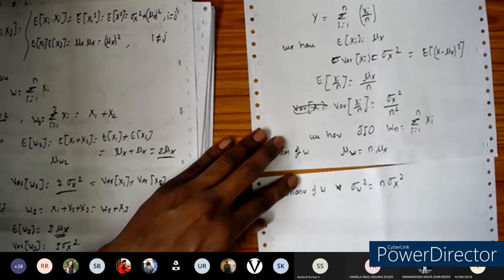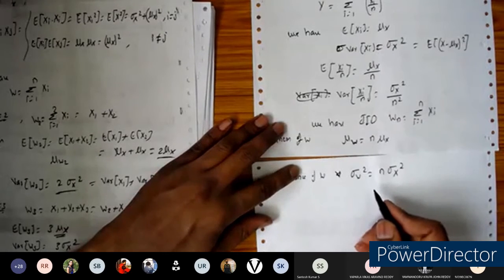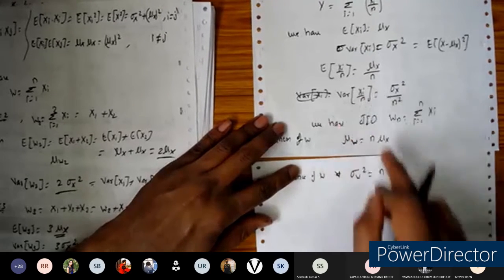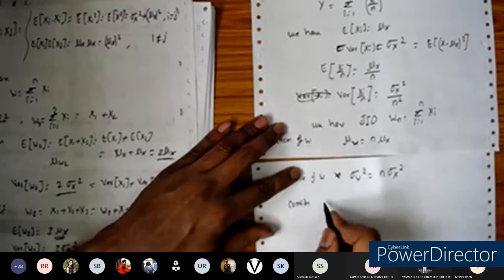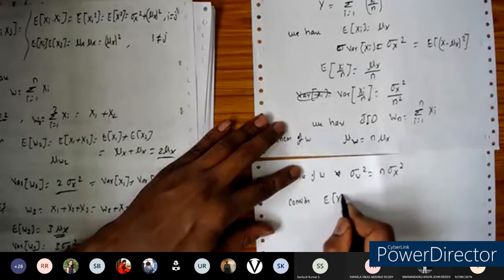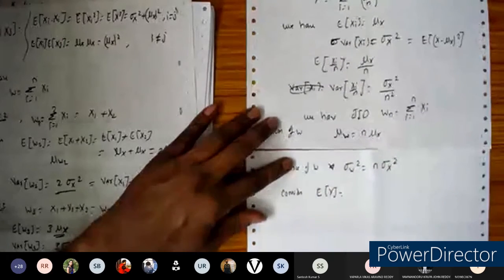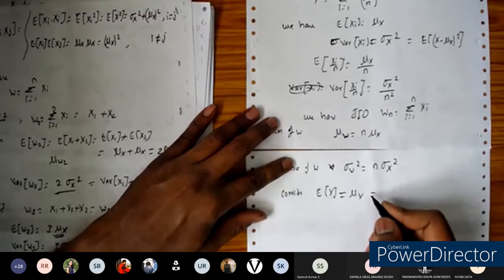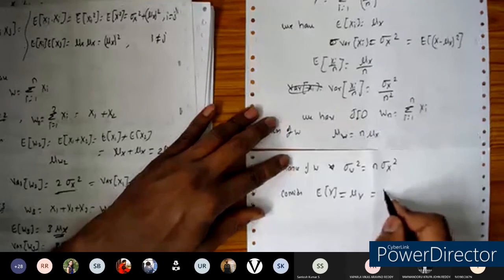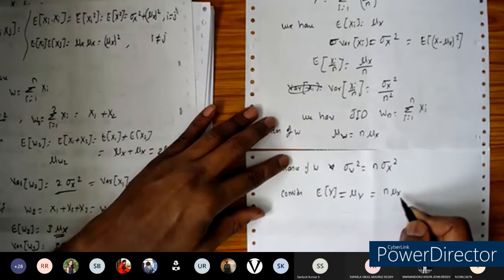Now what we are going to consider is the mean of the random variable, so consider the expected value of the random variable y. For this random variable y, we are going to find out the mean here. The expected value of the random variable y is nu y, and this will become equal to n into nu x here.